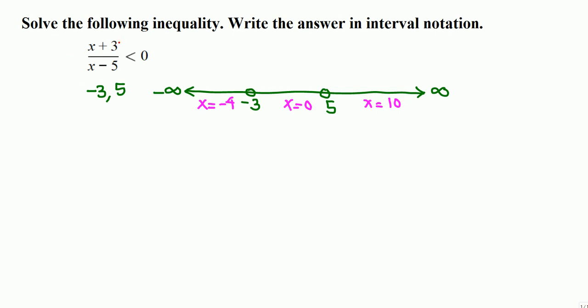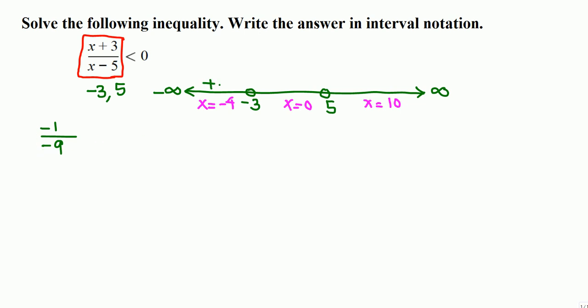So we're going to plug in here and determine where it is less than 0, which means where this is negative. Okay, now let's plug in negative 4. Negative 4 plus 3 is negative 1 on the top, divided by negative 4 minus 5, which is negative 9. Negative 1 divided by negative 9, the negatives cancel, so positive 1/9.